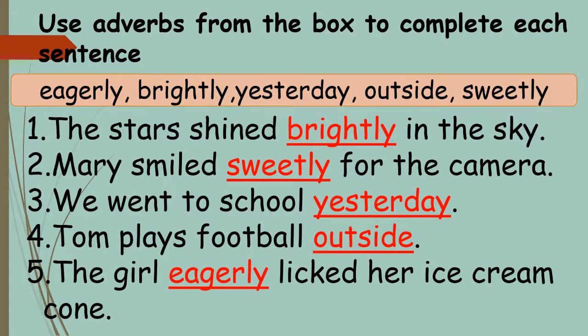Use adverbs from the box to complete each sentence. The words in the box: eagerly, brightly, yesterday, outside, sweetly. Number 1. The stars shined dash in the sky. And the answer is, the stars shine brightly in the sky. Number 2. Mary smiled dash for the camera. And the answer is, Mary smiled sweetly for the camera.